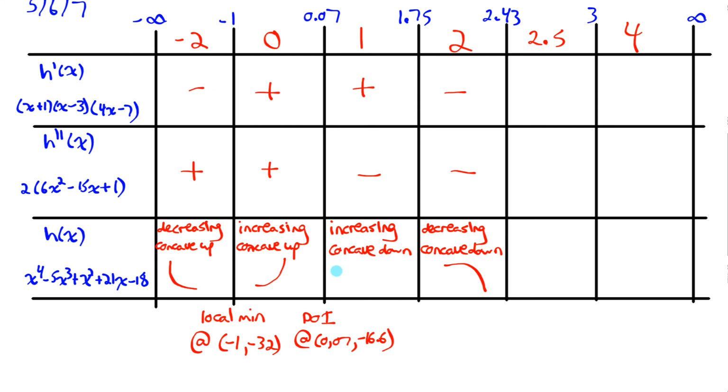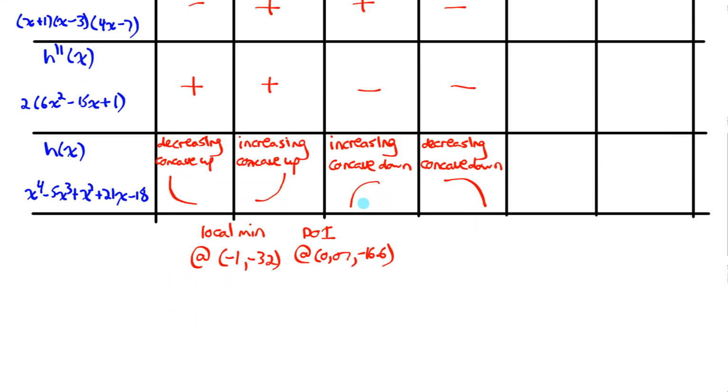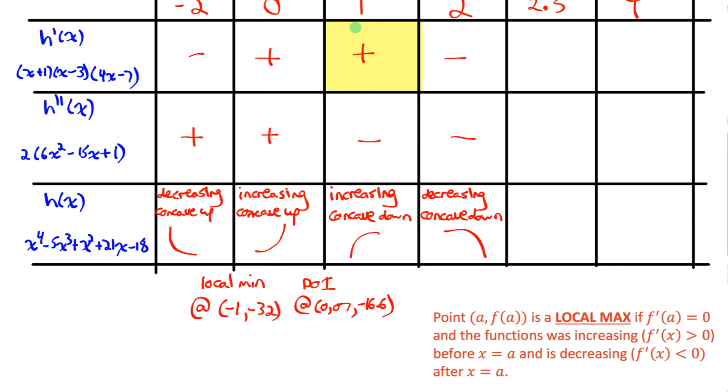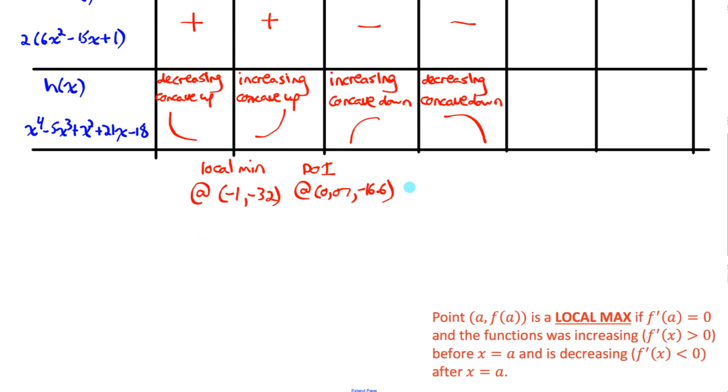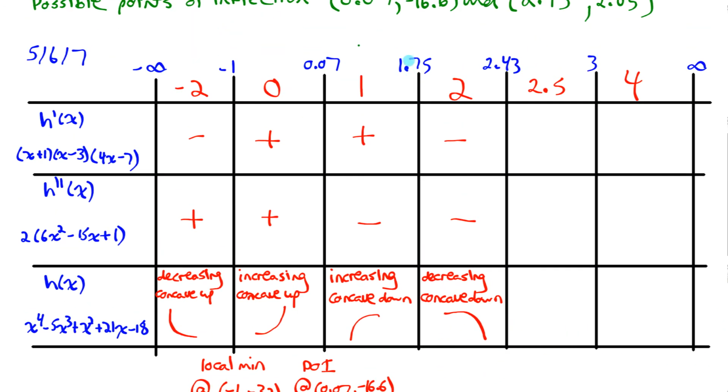Oh, and I forgot to draw the shape in this interval. And this interval is increasing and concave down. That means it looks like this. So notice between these two sections, there's a local max point. It's switched from increasing to decreasing. So that means there's a local max at the x value of 1.75.